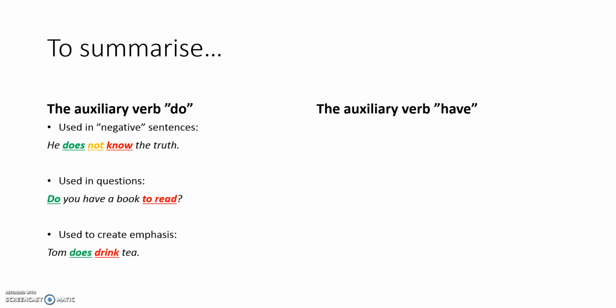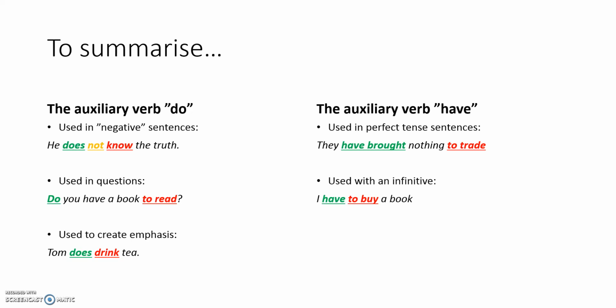The auxiliary verb have is used in perfect tense sentences. In this case, we have, which is the auxiliary verb, brought, which in this case becomes the past participle, and then following it, trade in the infinitive form. If it is something you need, you'll have to use it with an infinitive after it, if have is the main verb, like I have to buy a book. It can also be just a main verb without a problem. In that case, I have a book.